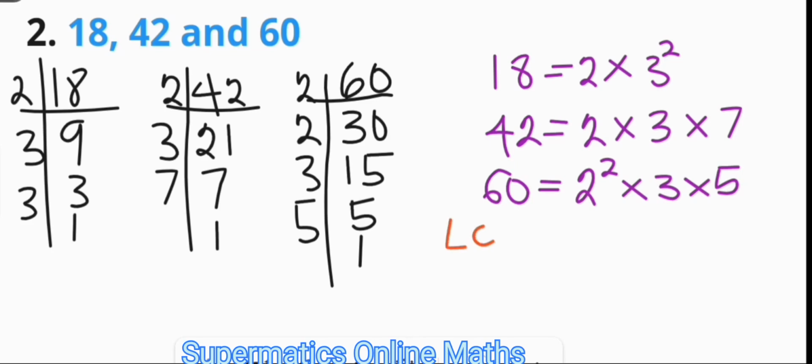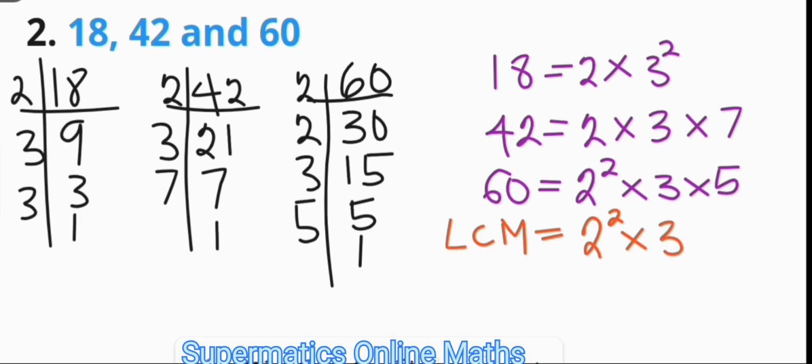And now for the LCM. All the prime numbers here will be part of the LCM, which means we have 2, we've got 3, we've got 5, and 7 in the LCM. But then, the least power of 2 that can be divided by all the 2's that we have in the factors here is 2 to the power of 2. And that goes into the LCM.